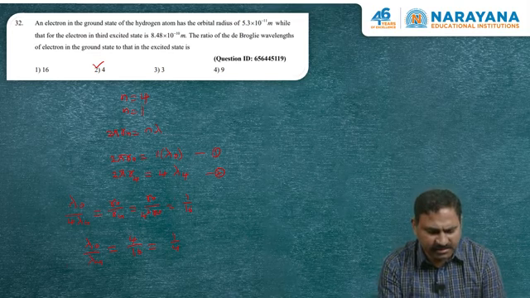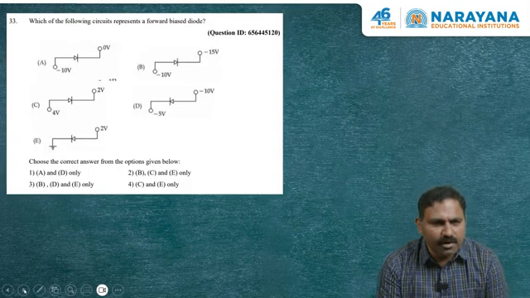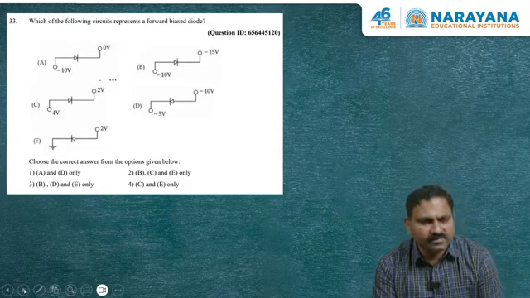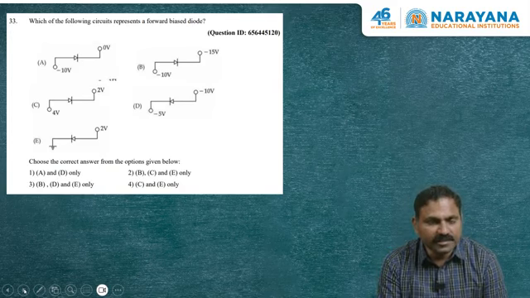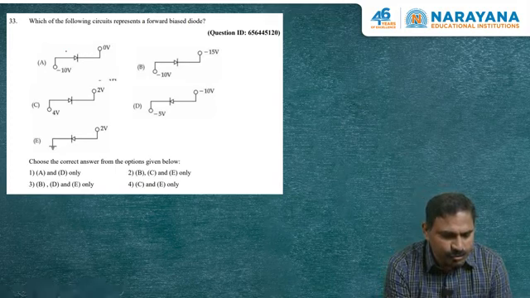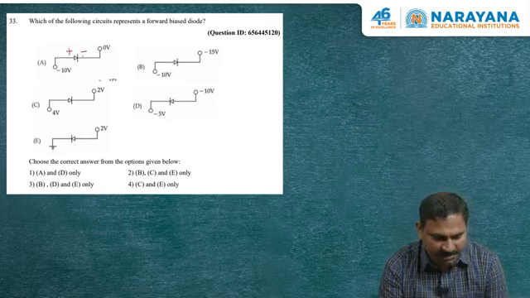Let us go to the next question. Which of the following circuits represents a forward biased diode? 4 diagrams are given here. In case of forward bias, P side should be at higher potential, N side should be at lower potential.